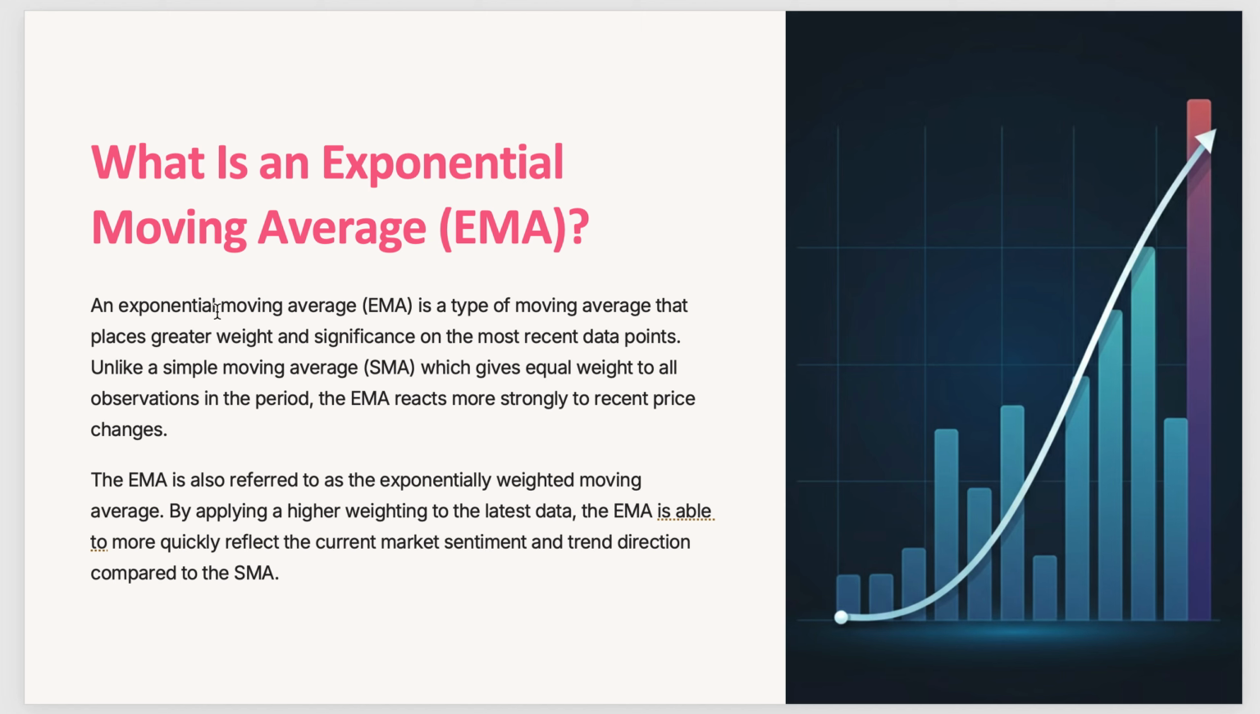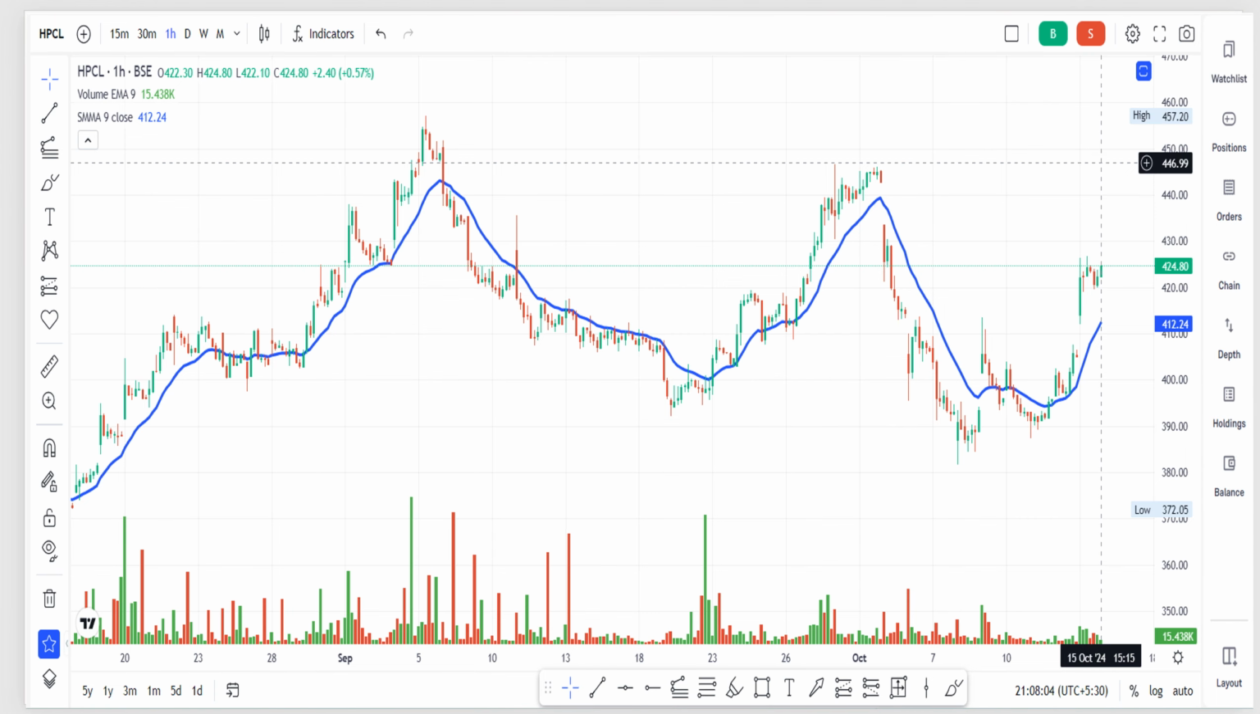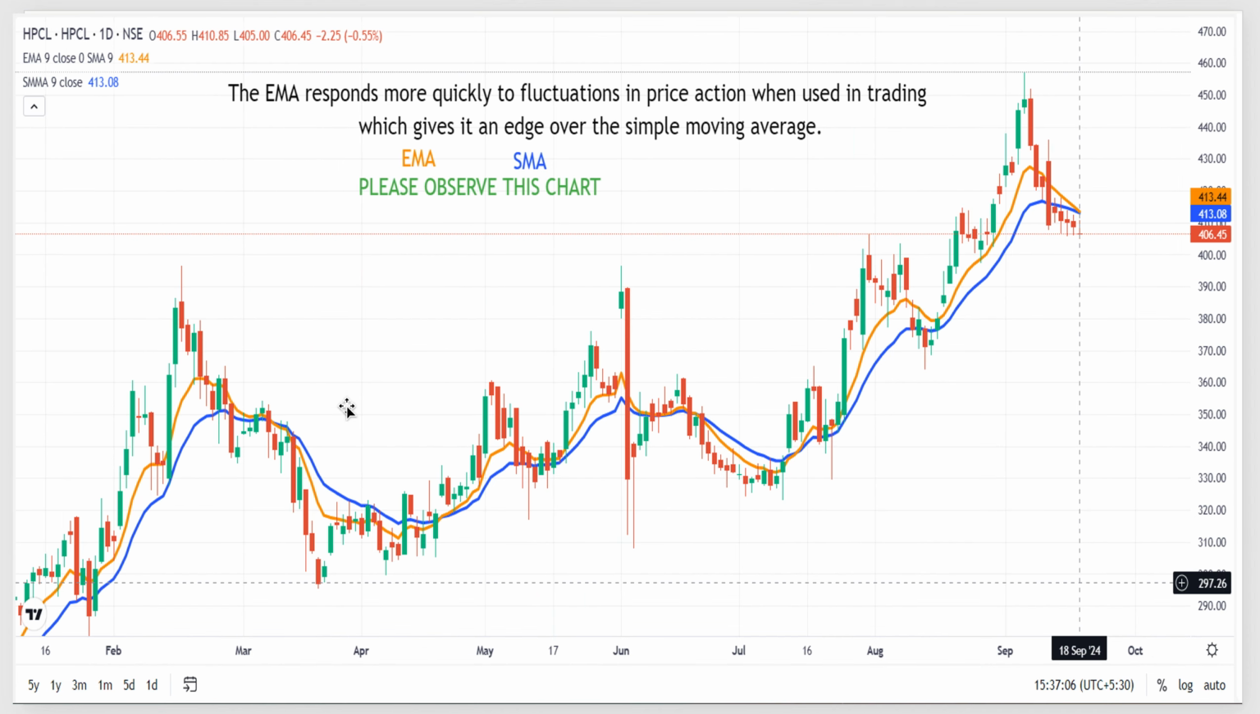As we discussed in the earlier slide, exponential moving averages give greater significance to the most recent data, unlike simple moving averages, SMAs, where equal weight is given to all observations. EMA doesn't do that. If you see the examples here, I will also talk about an example where EMA and SMA are clearly shown in the chart.